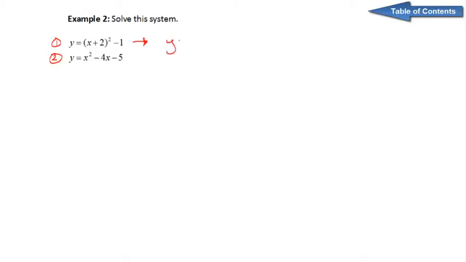I'm going to go y is equal to, and I'm going to use the distributive property with the x plus 2 and the x plus 2, like so. Simplifying here, or foiling as some of us call it, x times x is x squared, x times 2 is 2x, another 2x makes 4x, and 2 and 2 makes plus 4, minus 1. Gathering my like terms, I get x squared plus 4x plus 3.